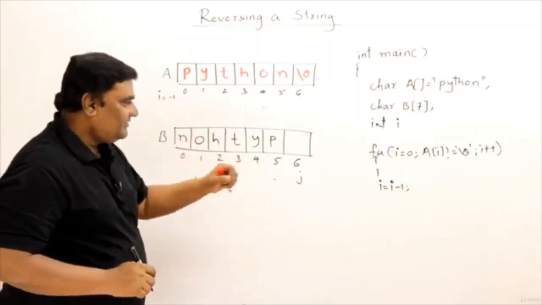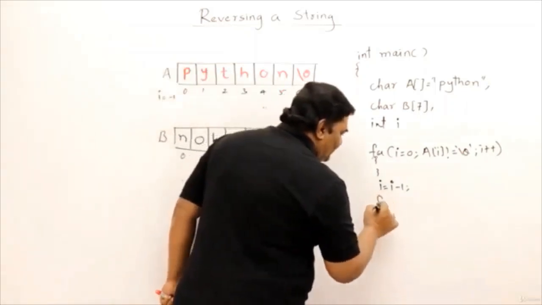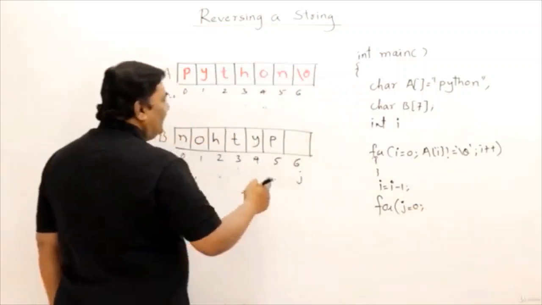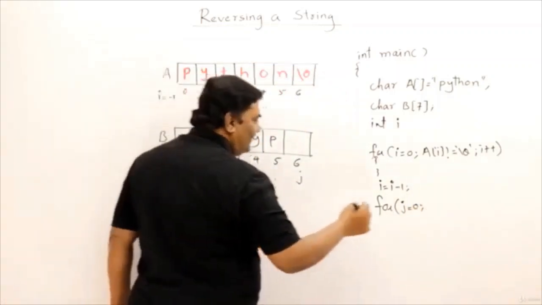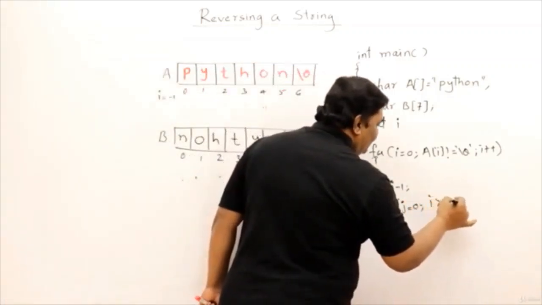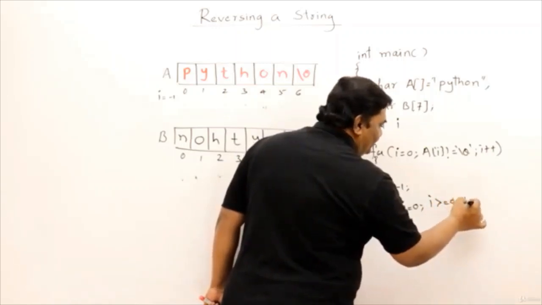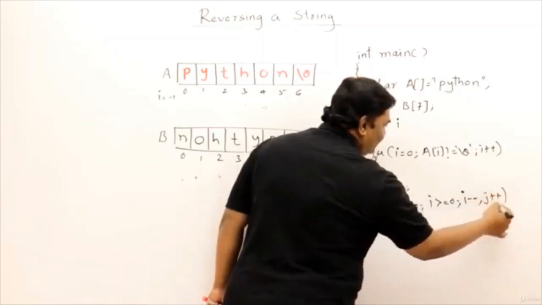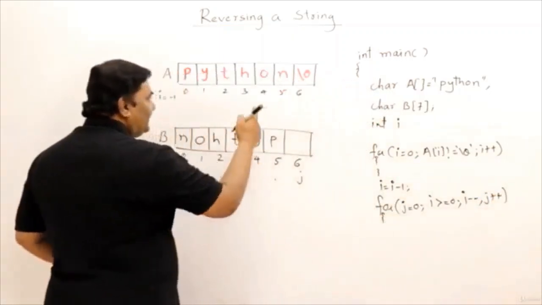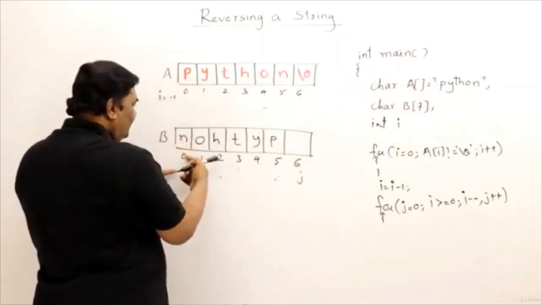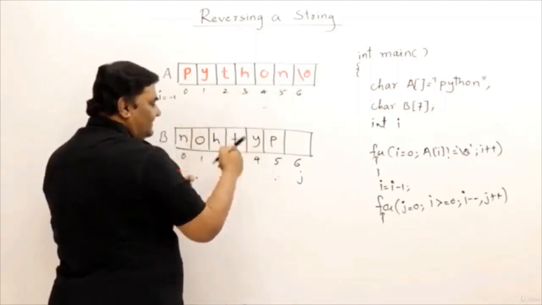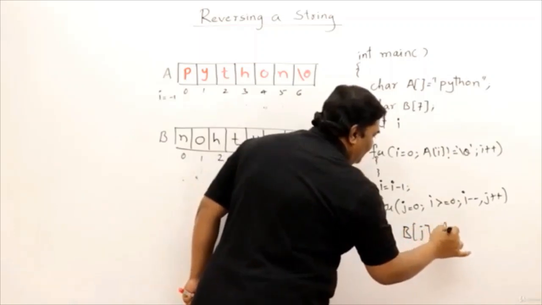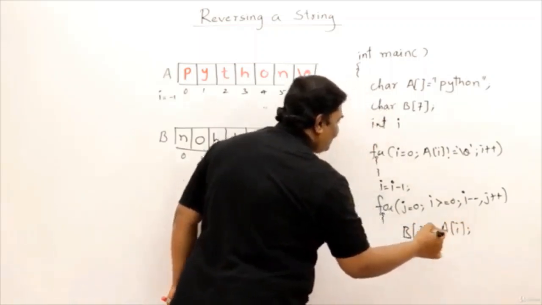So the same thing I will write down here. So I need one more thing, that is J, that should start from 0 onwards. And how long I should continue? As long as I is greater than or equal to 0. And every time I should do I minus minus, comma, J plus plus. Then what I was doing, copying an alphabet from array A to array B, right? So inside B of J, I should copy A of I.